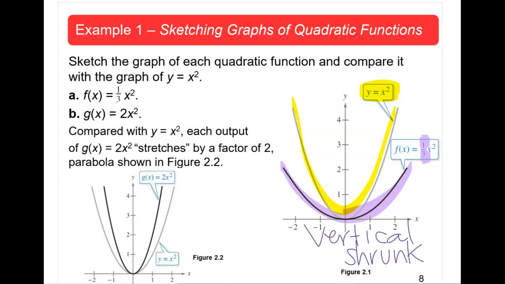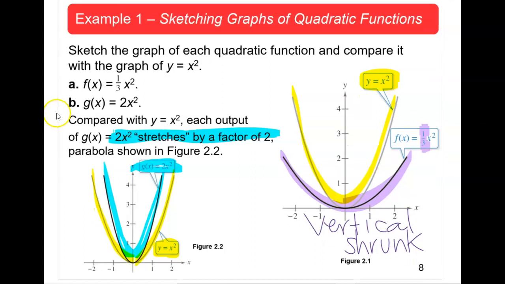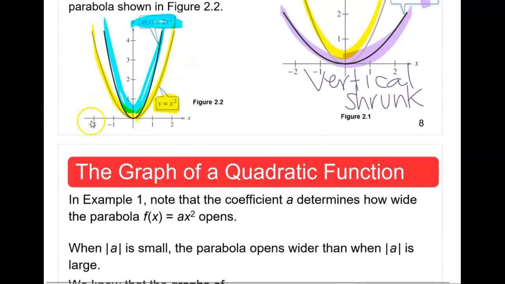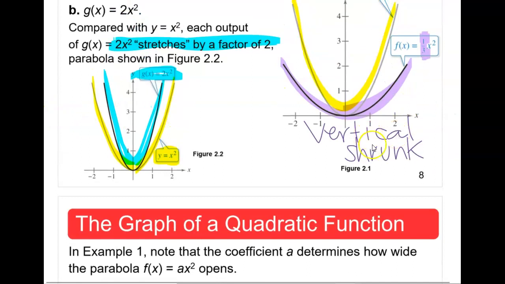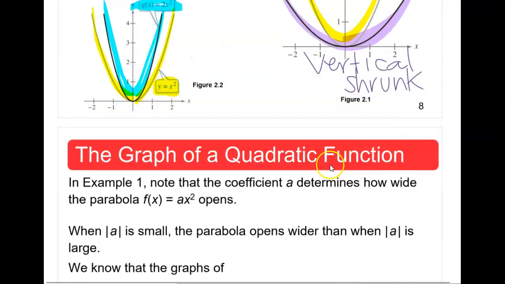And then the one that has the 2, if we compare it again to the parent function, the parent function is the one I'm highlighting in yellow. And so the transformation, which is 2x squared, that will be a vertical stretch. Stretches the parent by a factor of 2. And for the other one, it will be a vertical shrink or shrinking.